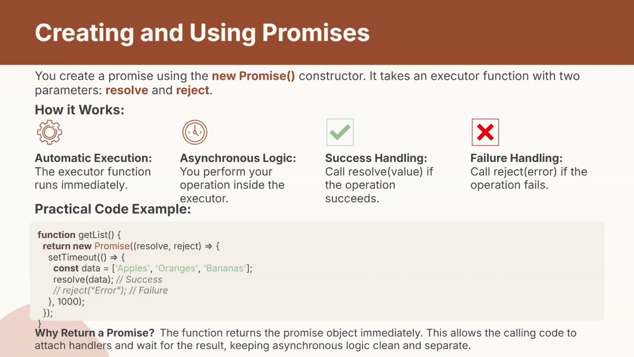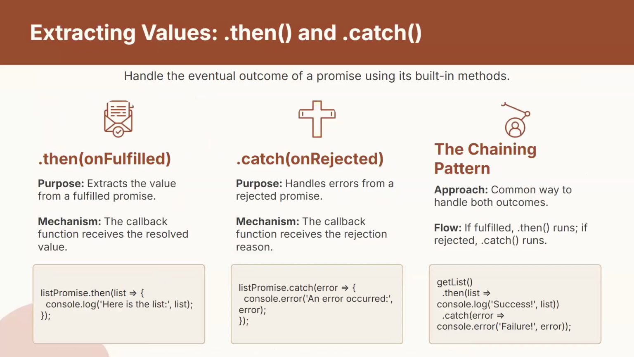Next, let's see how we can extract and use the value from this promise once it's fulfilled. Once a promise is created and returned, we can handle its result using built-in methods like then and catch. The then method is used when the promise is fulfilled. It takes a callback function that receives the resolved value. For example, in this code snippet, the list promise's then only runs when the promise is successfully resolved.